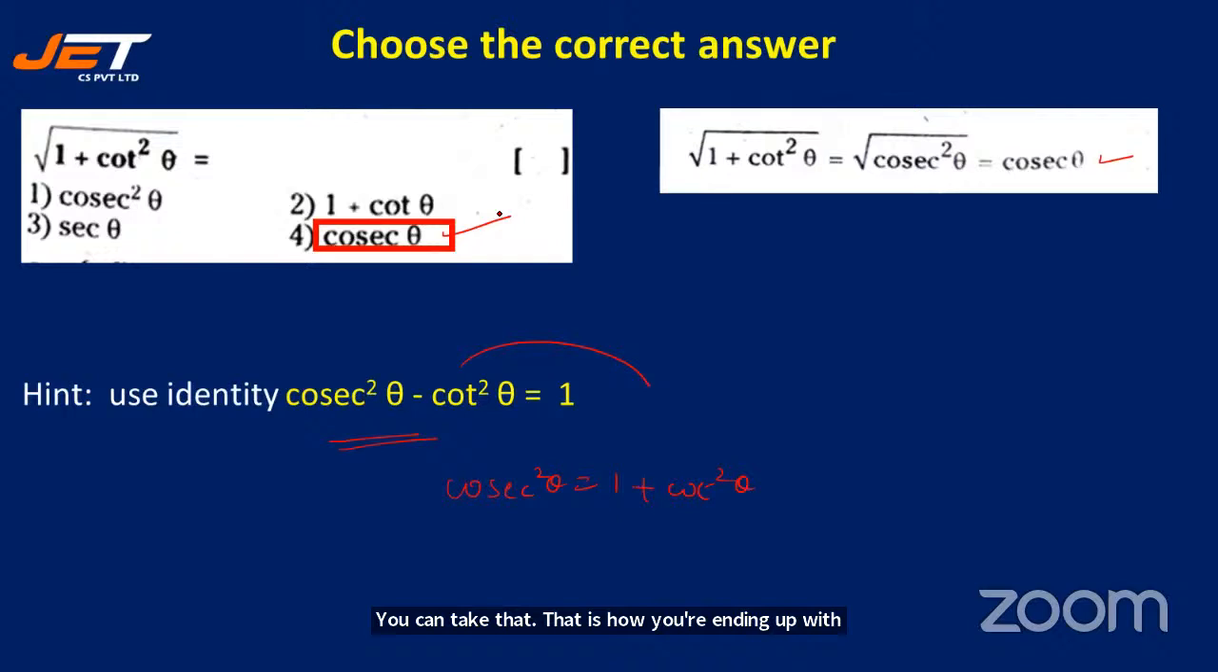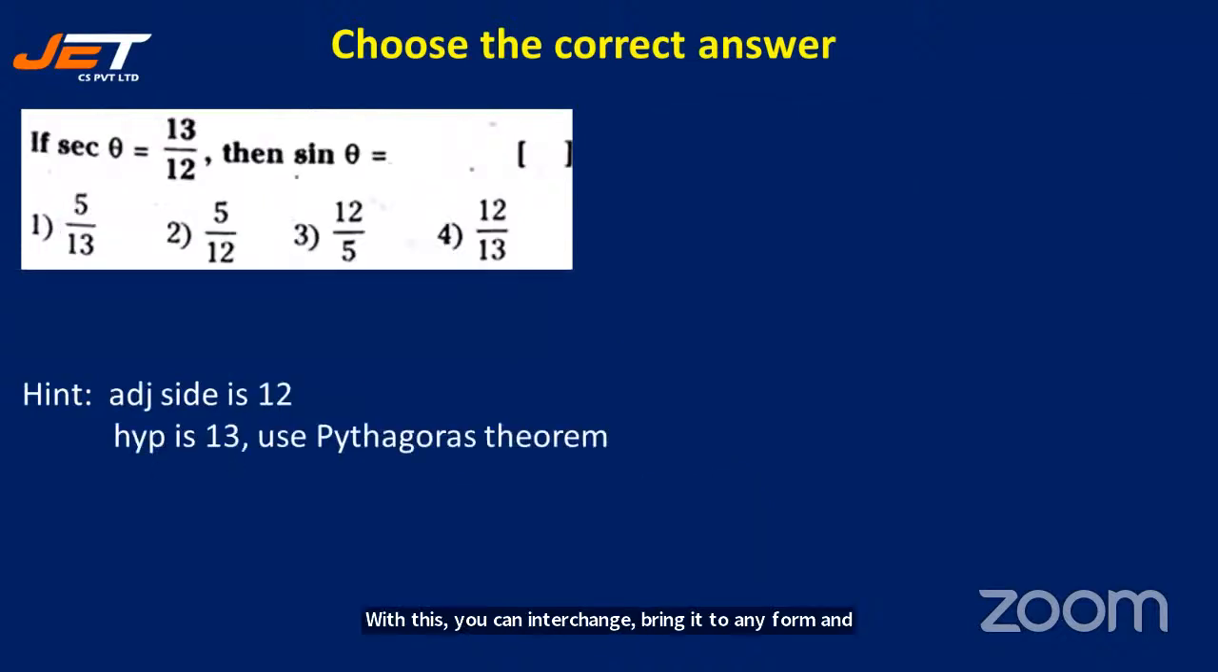Always don't forget the 3 identities. Sin square theta plus cos square theta is 1. Secant square theta minus tan square theta is 1. And cosecant square theta minus cot square theta is 1. With this, you can interchange, bring it to any form and derive the answer. All right, let's move on to the next question.